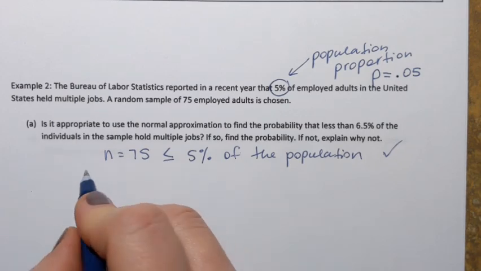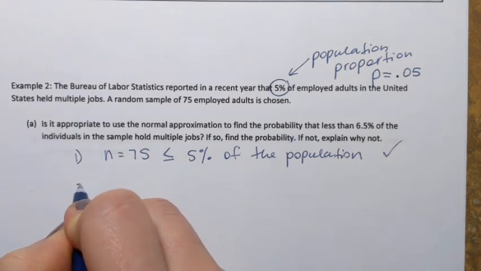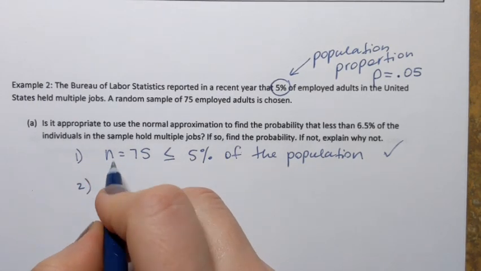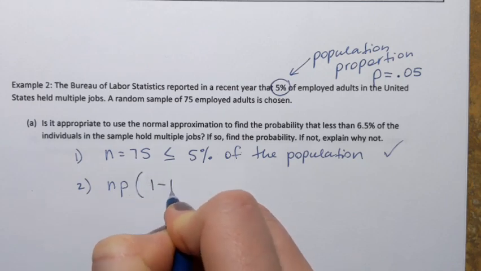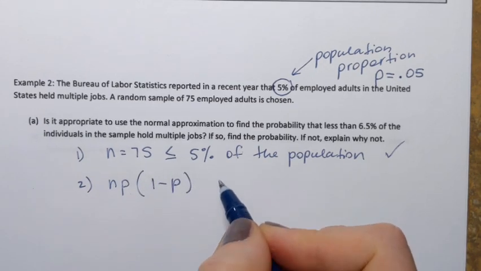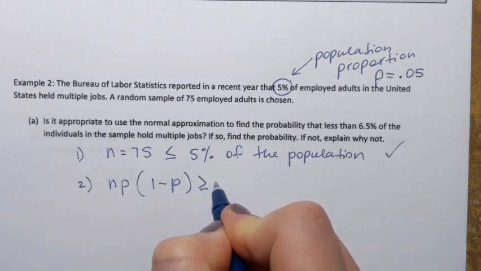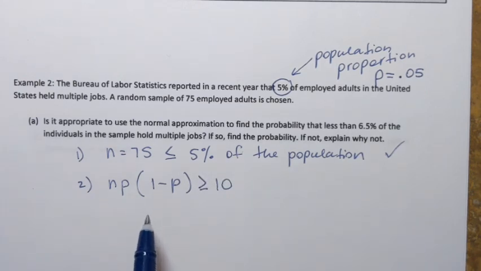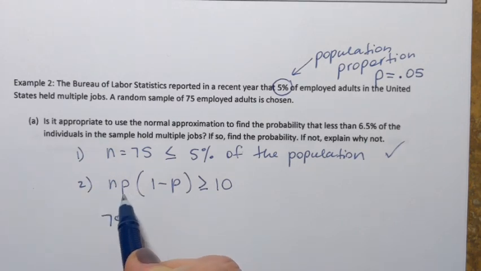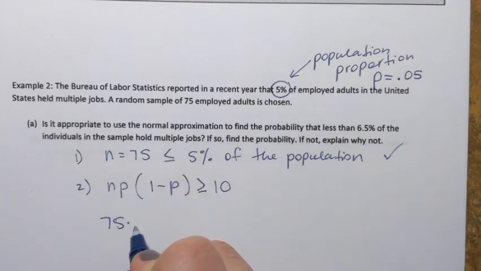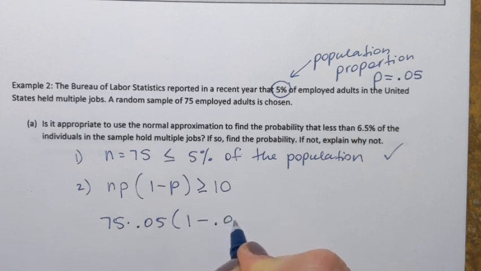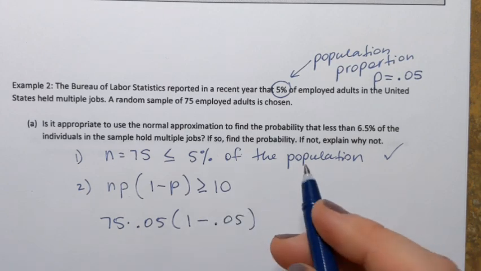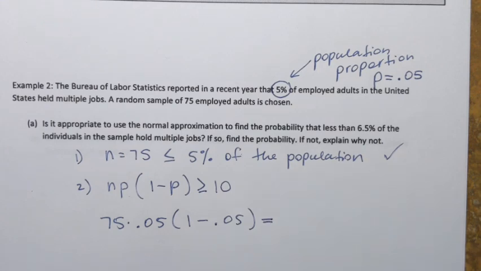However, the second condition is the following. So that's condition number one, that's condition number two. So the following inequality must be satisfied. So n times p times 1 minus p should be greater than or equal to 10. Let's check that. So n is the sample size, that's 75, times p, that's population proportion, that's 0.05. If we multiply that by 1 minus 0.05, is it going to be greater than or equal to 10? So let's see what it equals to.